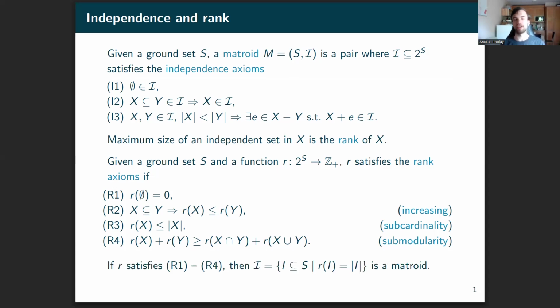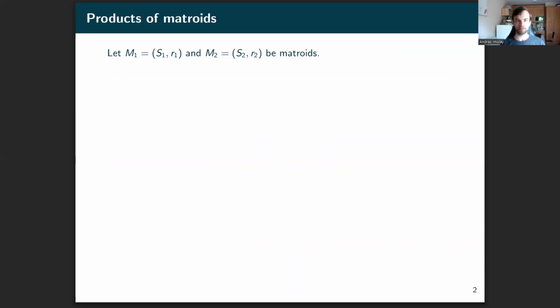An interesting thing is that we can define a matroid through the rank function. That is, if we give a function to the non-negative integers that satisfies these axioms, then it defines a matroid, and we can reconstruct the independent sets of this matroid.